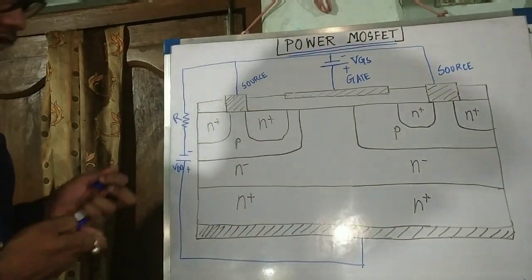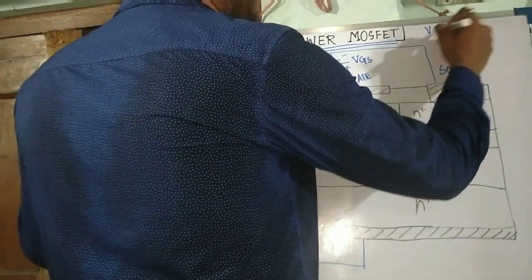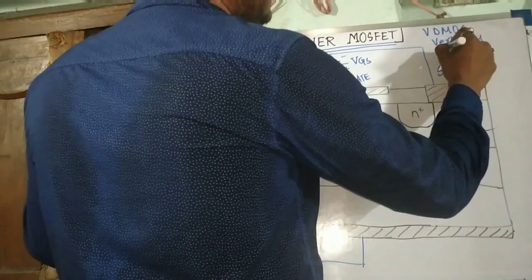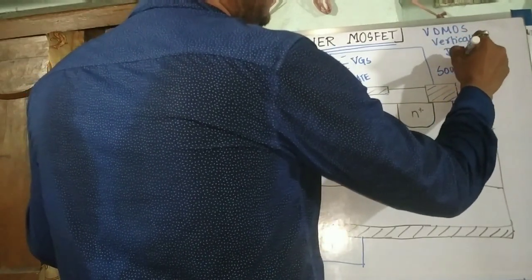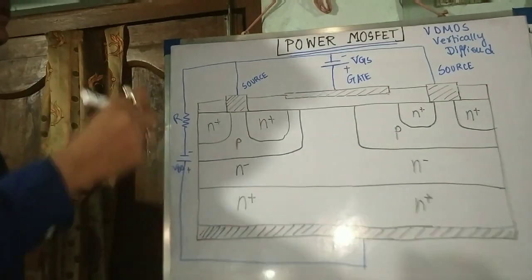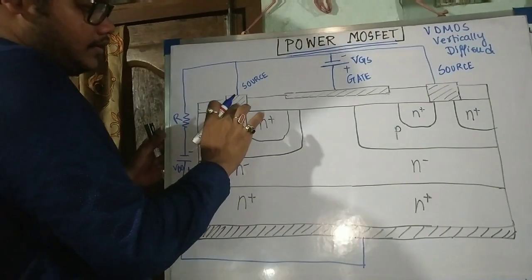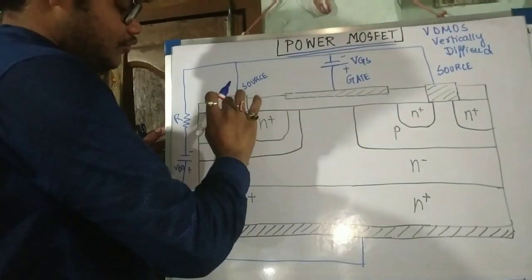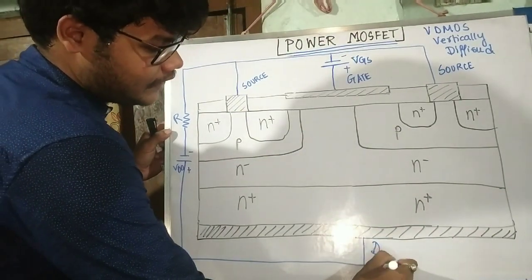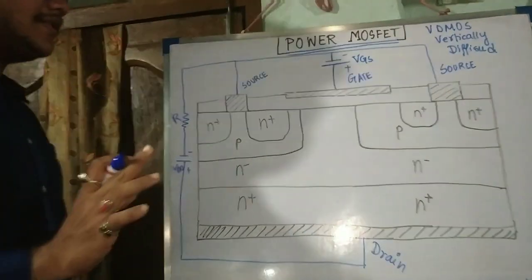The name of this MOSFET is VDMOS, that is vertically diffused metal oxide field effect transistor. See, the source terminal is divided into two parts, and the drain is shifted over here. The drain terminal is shifted over here, and the gate is as it is.